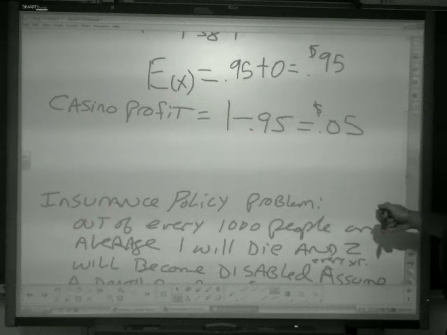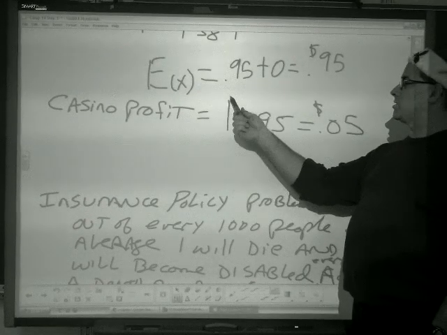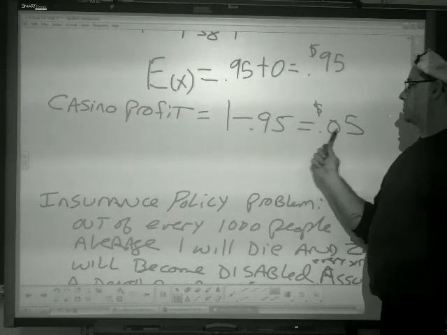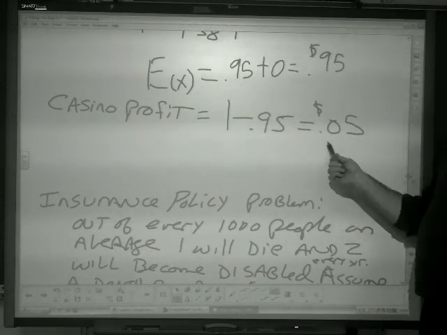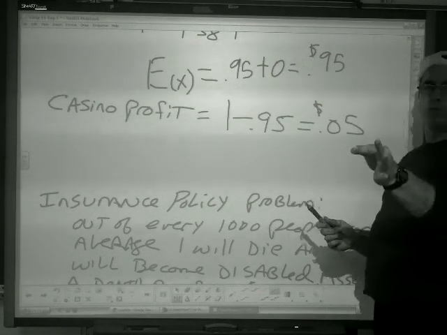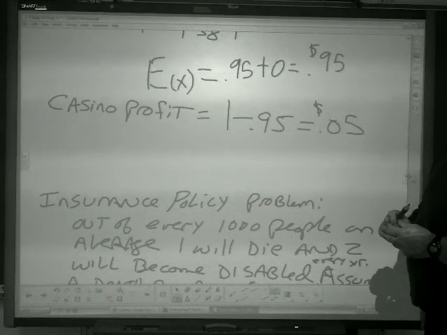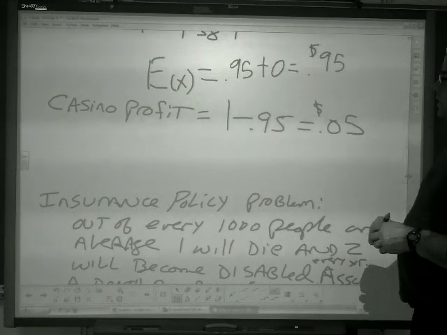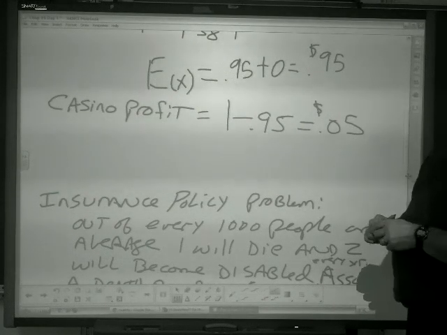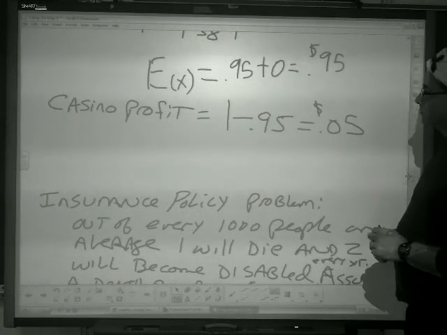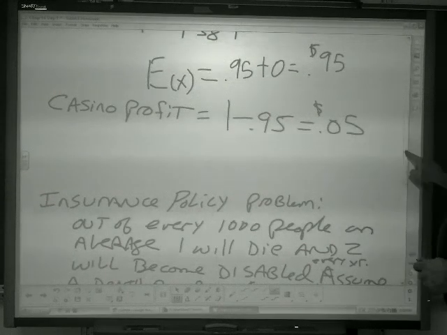So if they expect to pay out 95 cents and it costs $1 to play, the casino makes 5 cents from every person on every spin. And you might say, well, how do they stay alive? Lots of spins.